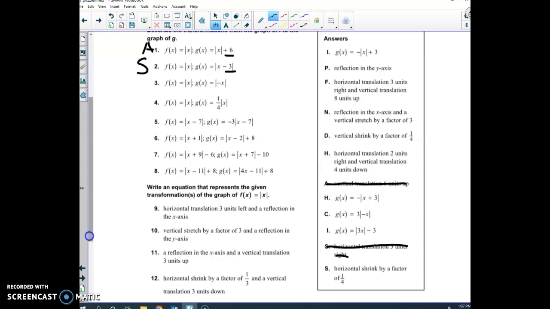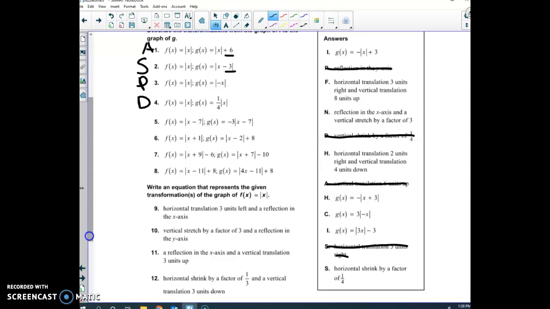Number 3, the only thing that's different about those two is it's a negative sign. Remember, when the negative sign is inside the absolute value bars like that, that means it is a reflection over the y-axis, so letter P. Number 4, we have a 1/4 in front of the absolute value bars. So remember, when we have a 1/4 in front, that means it's a vertical, and vertical are the ones that are normal, so 1/4 is a vertical shrink by a factor of 1/4, so D.